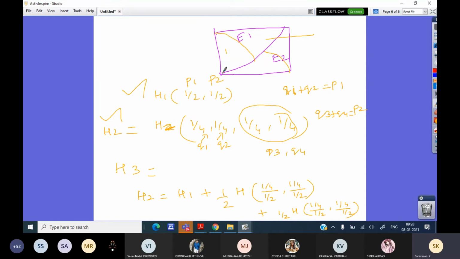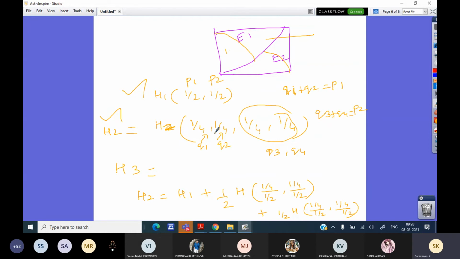So it may be given as 1 by 3 or 1 by 4 or 2 by 3. Some value of probability will be given, and you have to compute the corresponding values. That is very important. So is it clear? Can you verify for this and tell me what is the value you are getting?